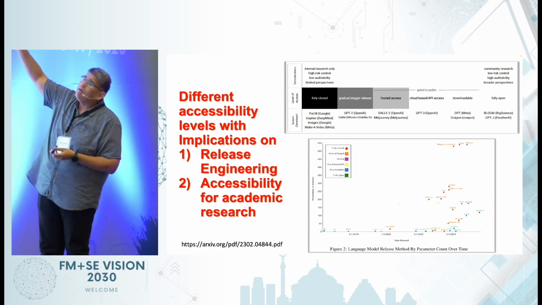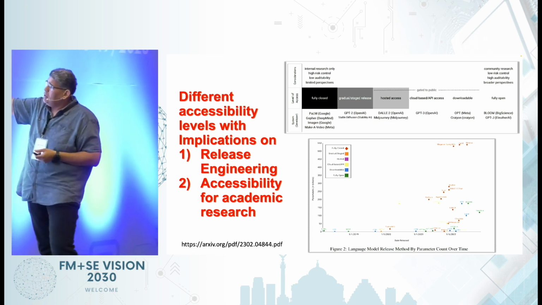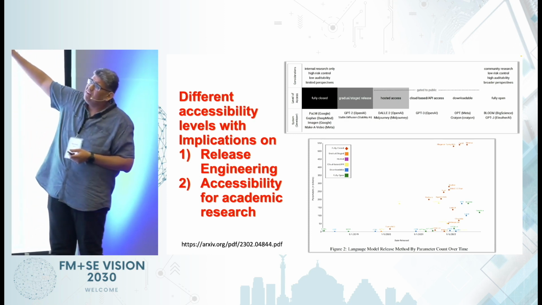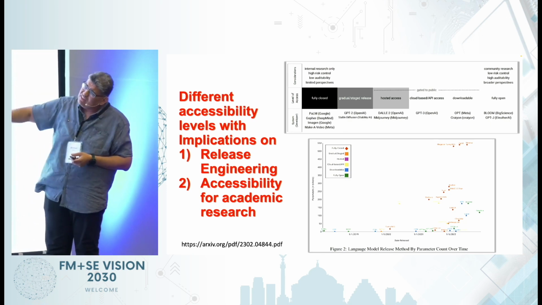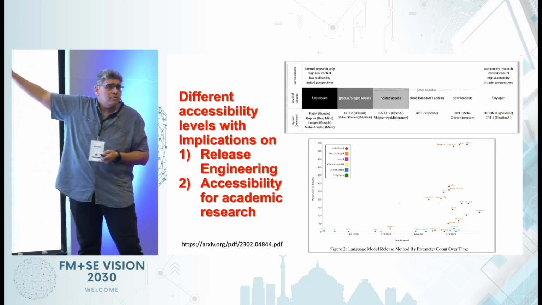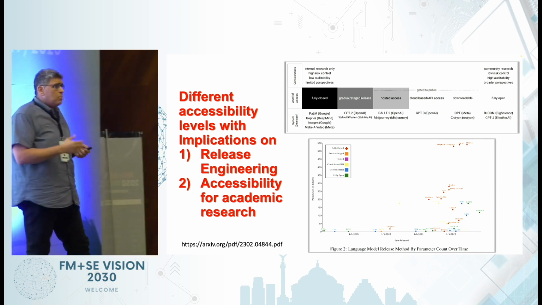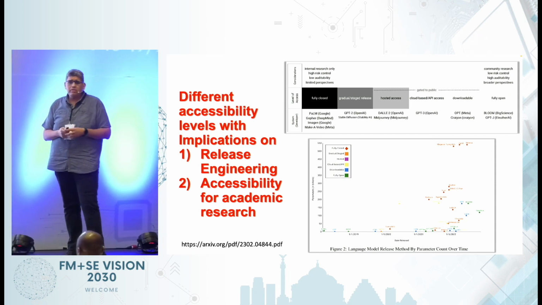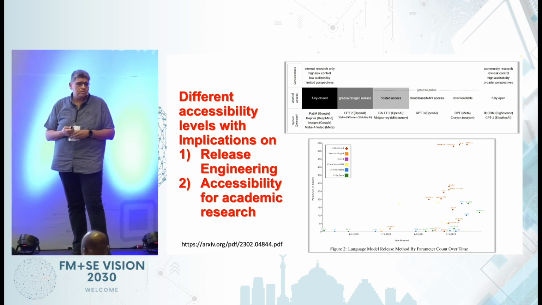And then you can download it, all the way to fully open. The problem right now, when you look at the dates and how things are going, is that you can see there's a lot more red here, so there's a lot more fully closed, and the number of parameters keeps on increasing over time. Okay. So there's a problem for researchers getting access to that kind of information, and even release engineering as a science in a sub-area of software engineering. What does that mean in this kind of environment?